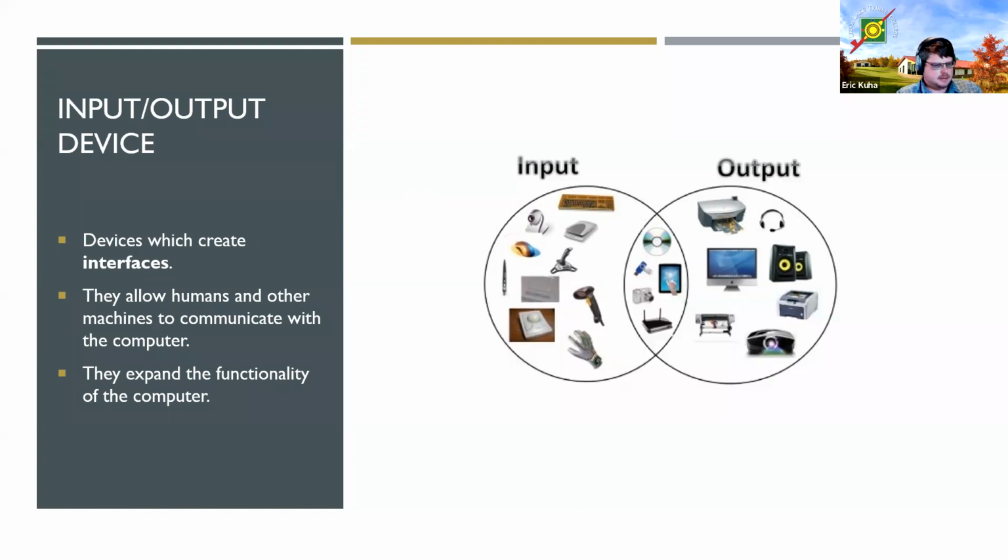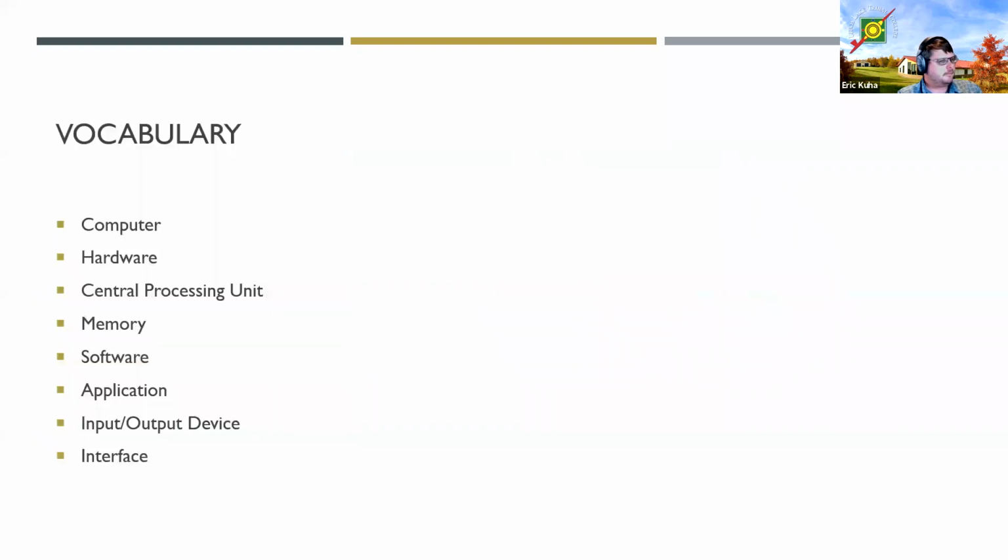So input devices, output devices. Let's go back to this one real quick. We're looking at the basic rough idea of what a computer is, and what the difference between hardware and software is. We'll maybe talk a little bit more about the relationship between the CPU and memory, but it's not super necessary for our purposes in this class.